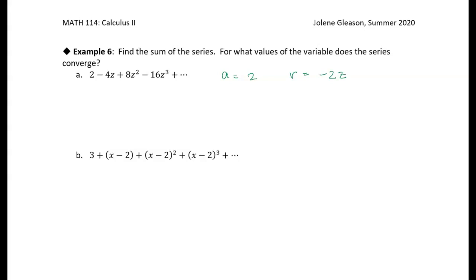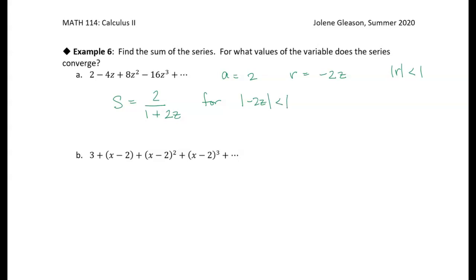The series converges. So the key thing is that this r value has to be, the absolute value of it, less than 1. And if that's the case, then the sum is equal to the first term, which is 2, over 1 minus r, which in this case is a negative 2z. So it's going to be plus 2z. All right? So that will converge for the case where the absolute value of negative 2z is less than 1.